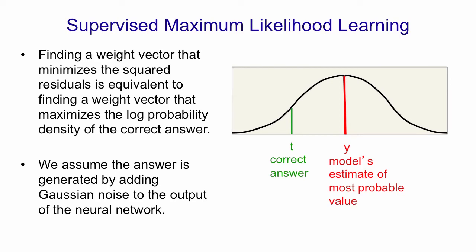So the model's output is the center of a Gaussian, and what we're interested in is having the target value have high probability under that Gaussian, because the probability of producing the value t, given that the network gives an output of y, is just the probability density of t under a Gaussian centered at y.